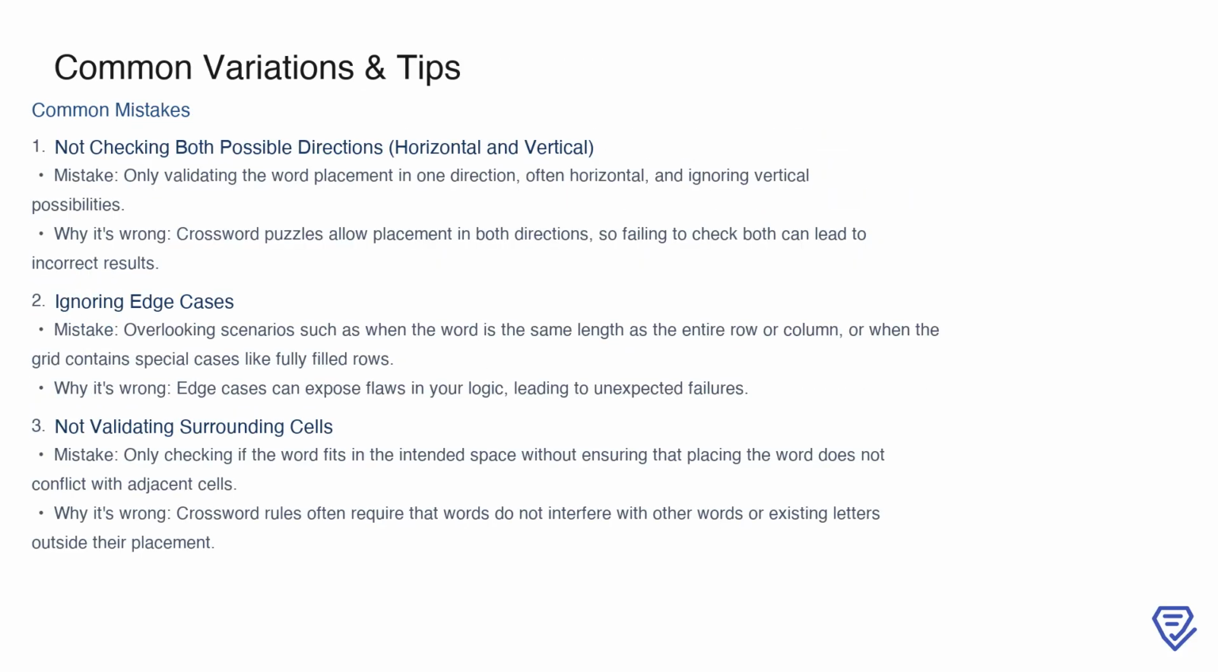When solving this problem, there are several common mistakes to watch out for. First, failing to check both horizontal and vertical directions is a frequent oversight. Crossword puzzles allow words to be placed in either direction, so ignoring one can lead to incomplete or incorrect solutions. For example, you might validate a word horizontally but miss a valid placement vertically.